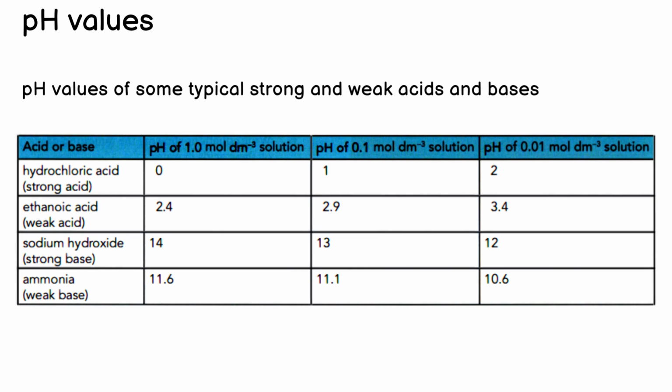These are the pH values of some typical strong and weak acids and bases: hydrochloric acid, ethanoic acid, sodium hydroxide, and ammonia.